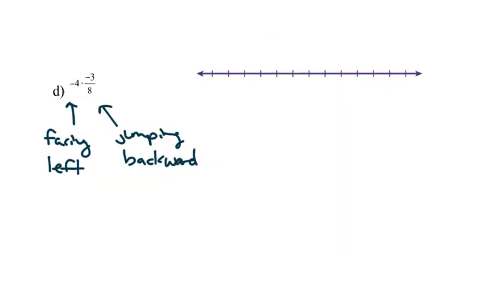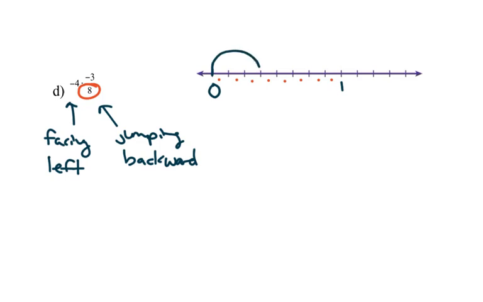In this last problem, we are multiplying -4 times -3/8. That means we're going to be facing left and jumping backwards. We're going to start our 0 here. It needs to be divided by 8ths. And so we have 1, 2, 3, 4, 5, 6, 7, 8. That'll give us our +1. And we're not able to fit a +2. So I'm going to jump 3/8 of the way 4 times.